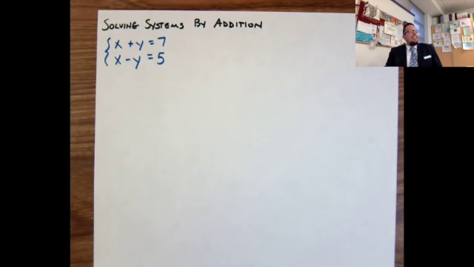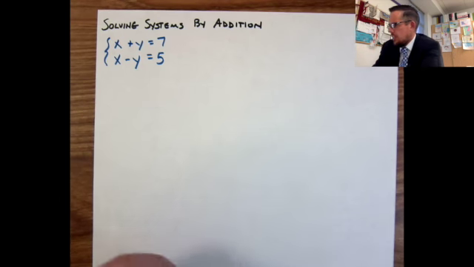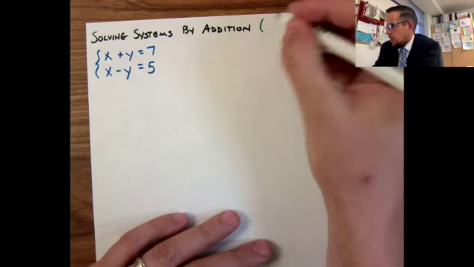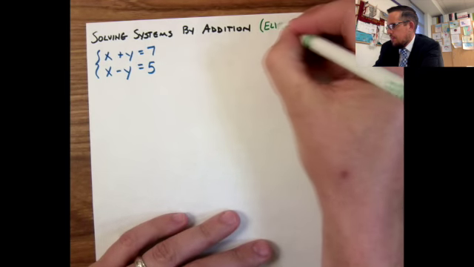All right, so the final method that we're going to talk about for solving systems of equations is solving them by addition. Your textbook doesn't call it this, but some textbooks call it the elimination method.